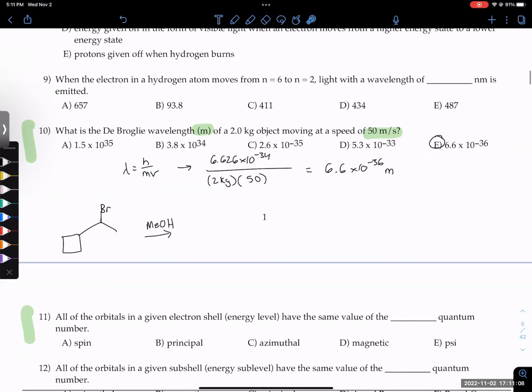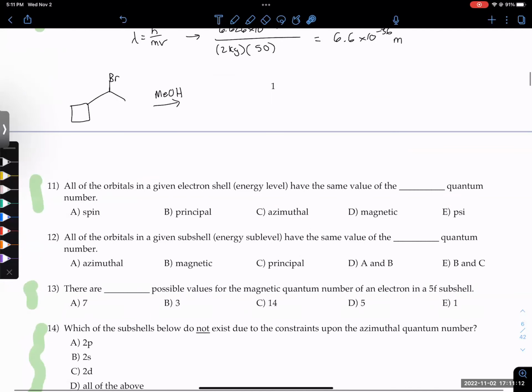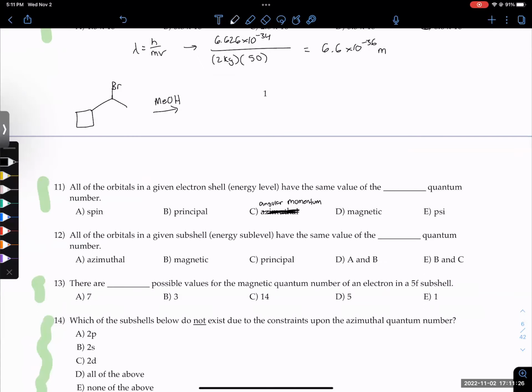All right. So we're going to do number 11, and answer choice C is something that they don't go by anymore. This is just called the angular momentum quantum number. And I'll give you all just a minute for this one, okay?